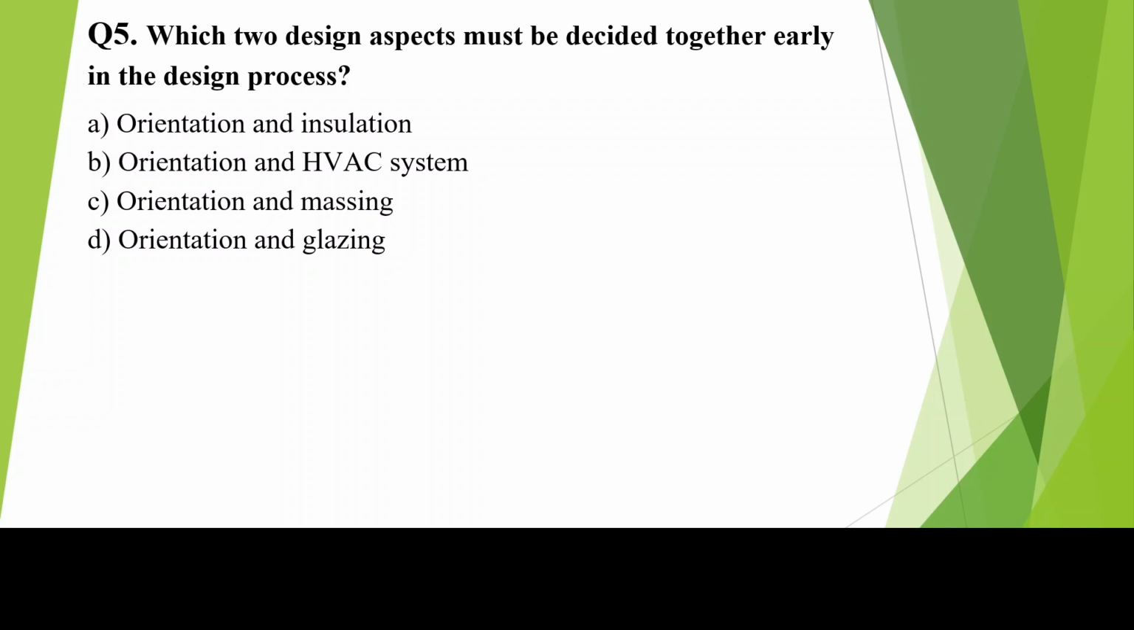The option that has been marked by Shivlin, I guess, option A, is orientation and insulation. Orientation is an early phase design process, but insulation is not. That's why HVAC, glazing, all these get discarded, and only option C has been considered the most correct answer for this question number 5.